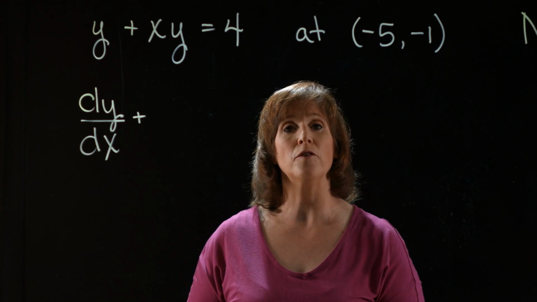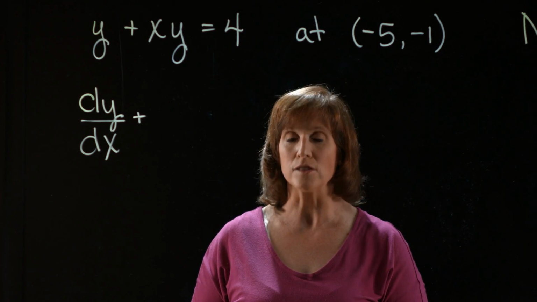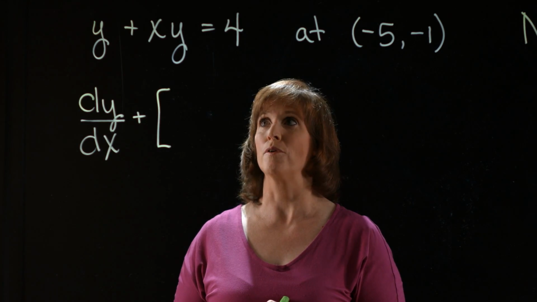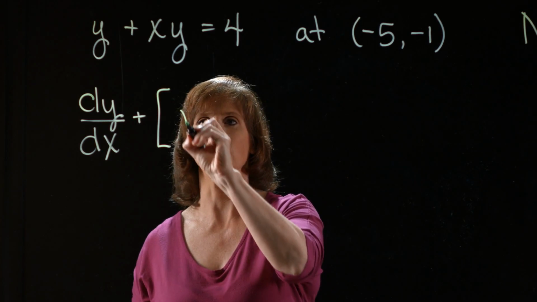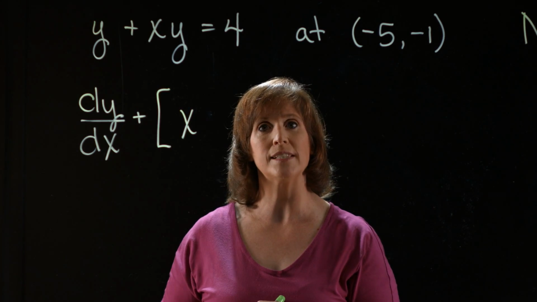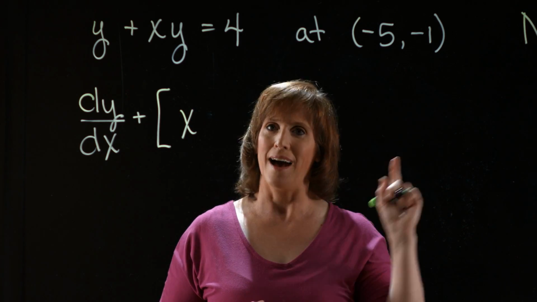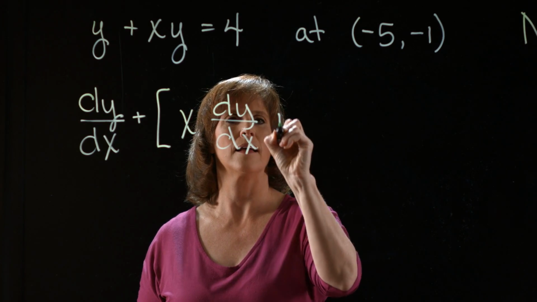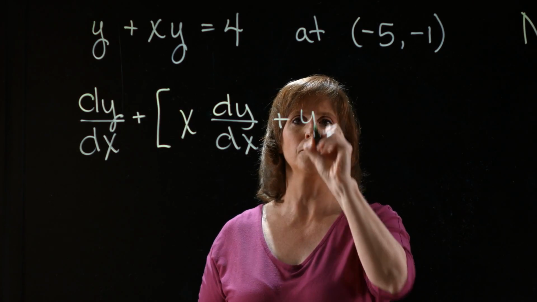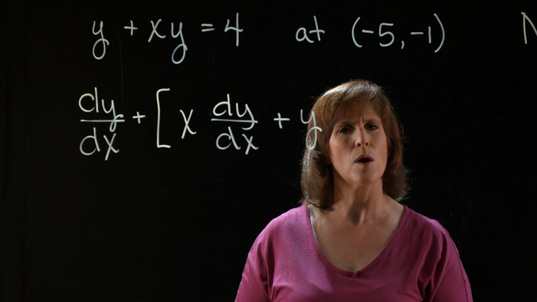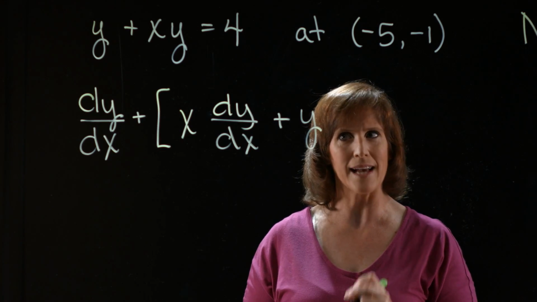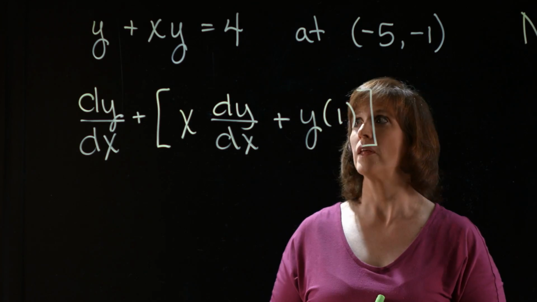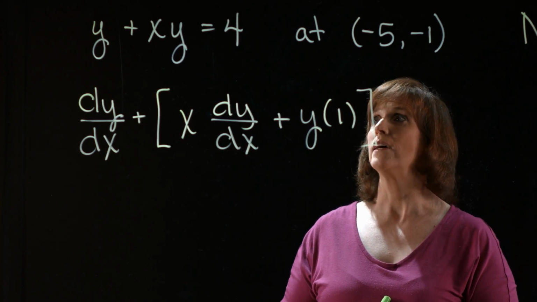Next, I have to take the derivative of x times y. This is a product, so we're going to use the product rule. And the product rule, if you remember, tells us that we take the first term, which is an x, times the derivative of the second term. The derivative of y, again with respect to x, is dy/dx. Then we add the second term times the derivative of the first. Well, what's the derivative of x with respect to x? That's just 1. And now I have my product rule. The left-hand side is now complete.